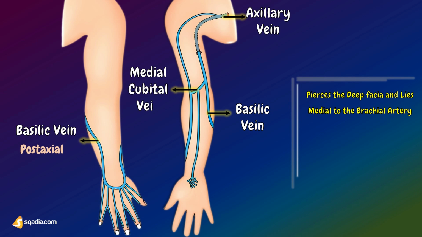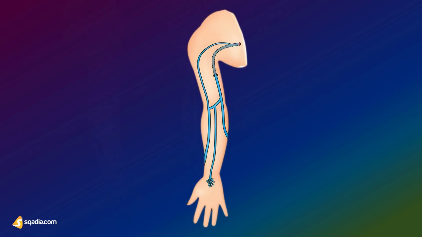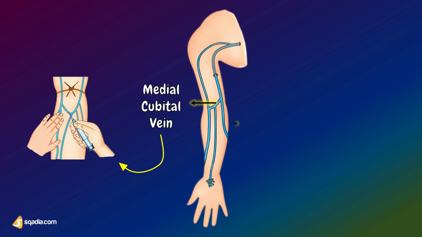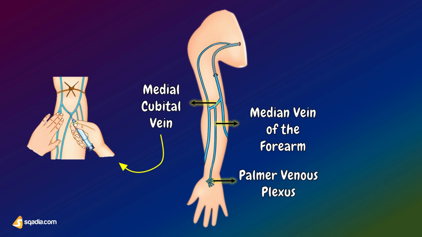Crossing in front of the medial part of the elbow, it runs upwards along the medial side of the biceps brachii muscle. At about the middle of the arm, it pierces the deep fascia and comes to lie medial to the brachial artery. It ascends in this position up to the lower border of the teres major, where it becomes the axillary vein. About 2.5 centimeters above the medial epicondyle of the humerus, it is joined by the median cubital vein. It is accompanied by the posterior branch of the medial cutaneous nerve of the forearm and the terminal part of the dorsal branch of the ulnar nerve.